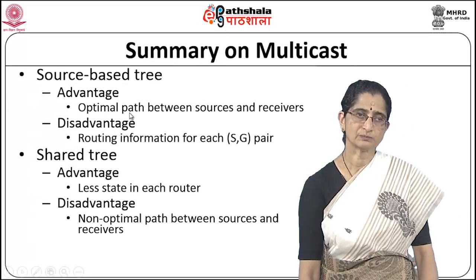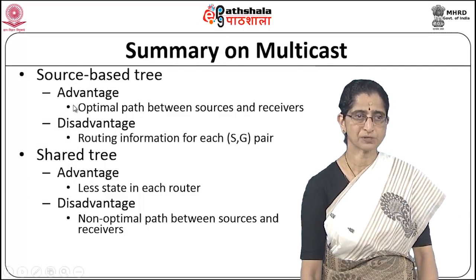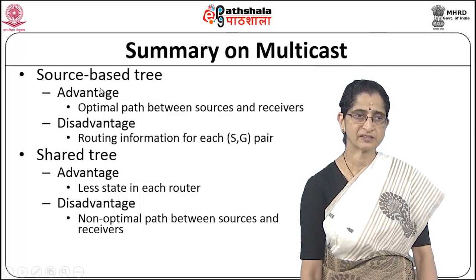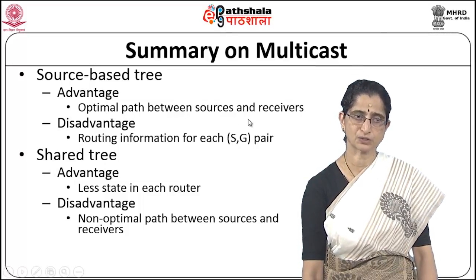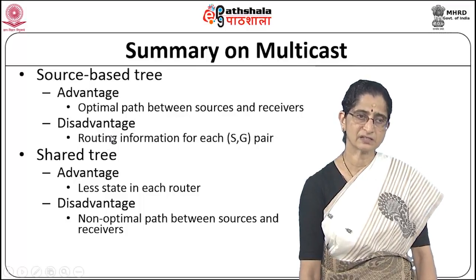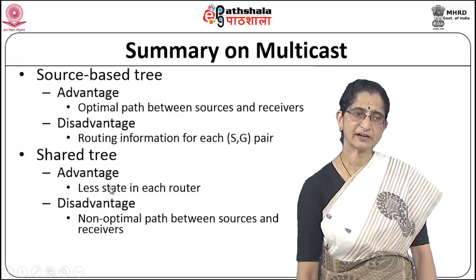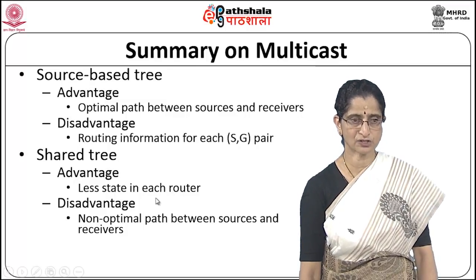So to summarize on multicast, there are two options that we have. One is a source based tree and the other is the shared tree. Source based tree has the advantage that an optimal path between sources and receivers can be set up, but the disadvantage is that the routing information has to be maintained for each S comma G pair. Shared tree has the advantage of less state in each router, but a non-optimal path between sources and receivers.